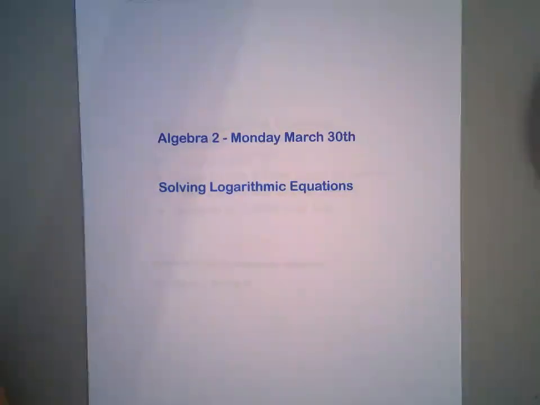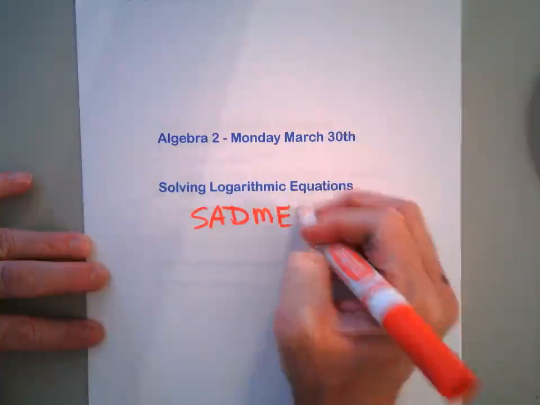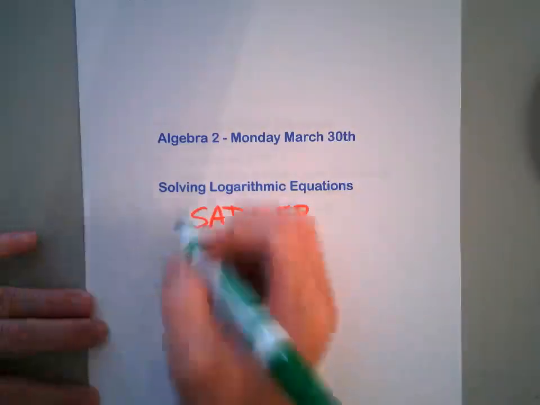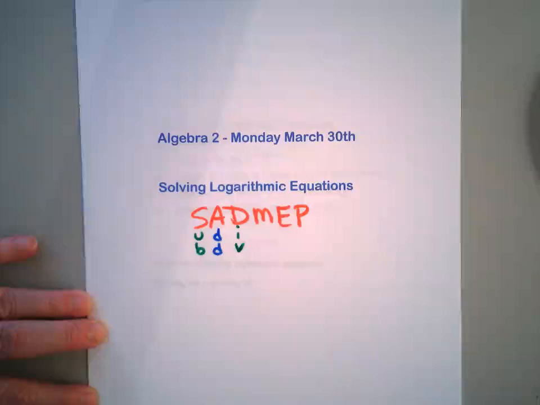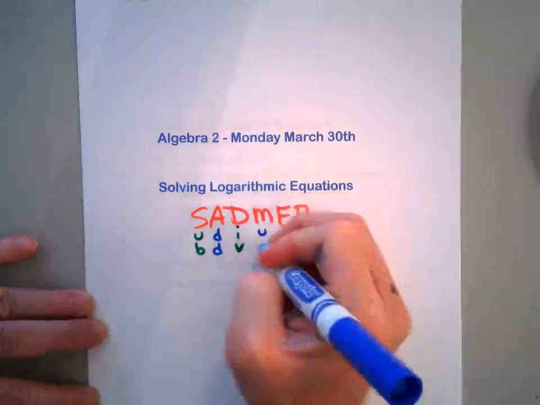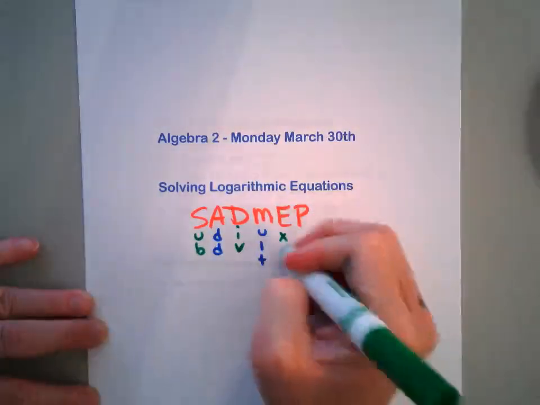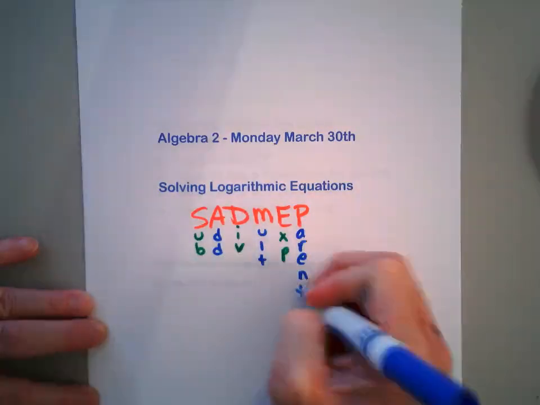But today we're going to do some solving equations. And as usual, remember, when we solve an equation, we're going to use SADMEP to help us make sure we're doing the right things at the right time. So remember that it's subtract, add, divide, multiply, exponents, and then last we have parentheses.